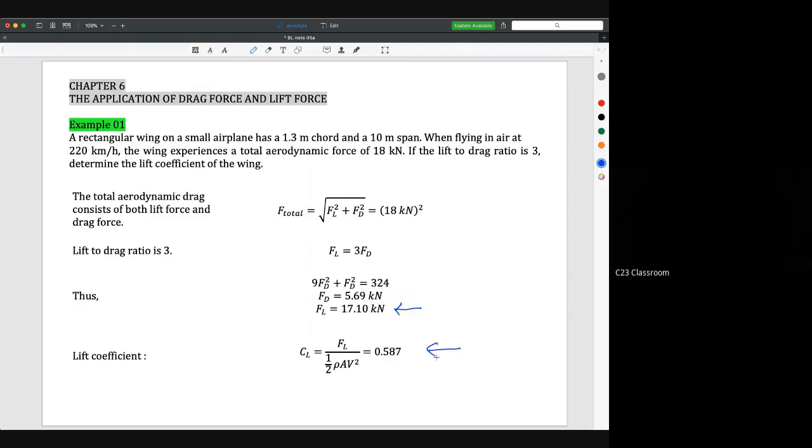The relationship between lift force and the lift coefficient can be written like this. Normally in textbooks we write the lift force as equal to CL times 1 over 2 rho A V squared. And then we could determine the lift coefficient CL here, which is equal to 0.587.